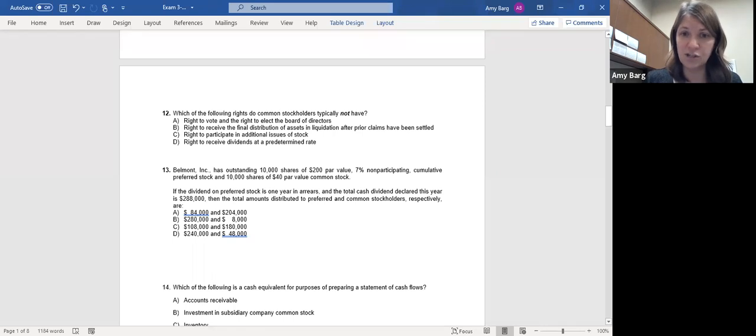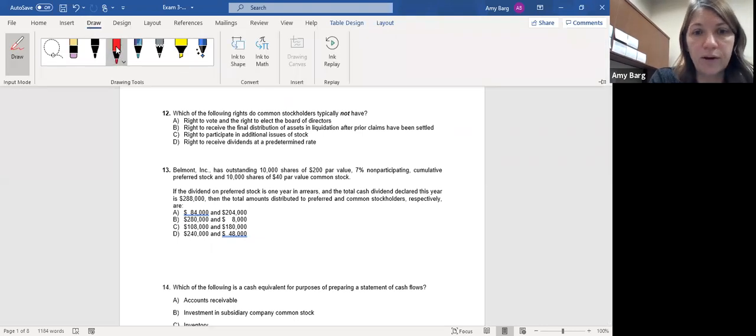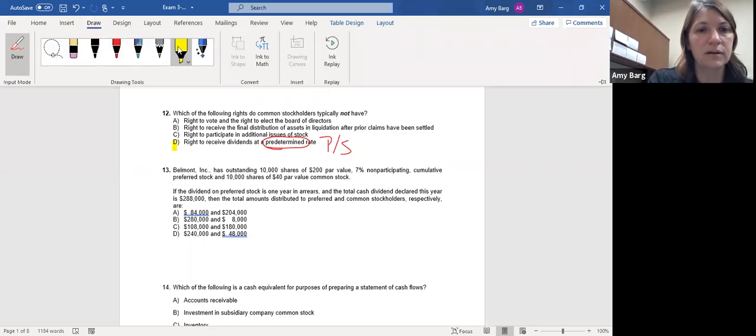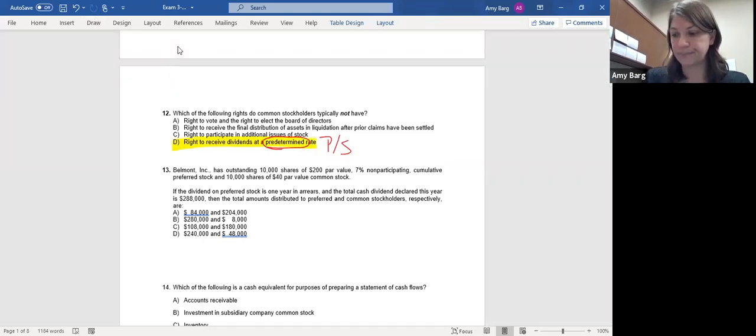The right to participate in additional issues of stock, that's also a thing that they get. But the right to receive dividends at a predetermined rate, no. This predetermined rate, that's something that preferred stockholders get, right? It's like that 7%, they get 7% of the par value, but common stockholders just get whatever they get. So the answer to this one is letter D. And we're actually going to talk about that a little bit more in depth right now.